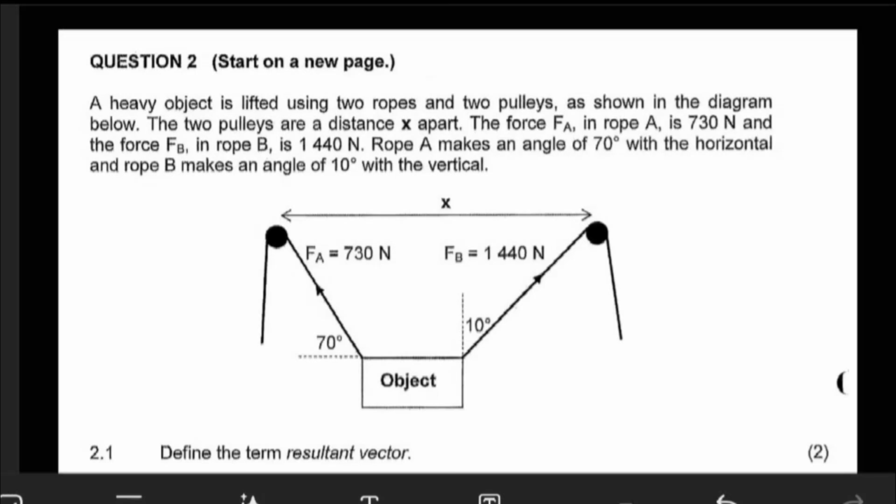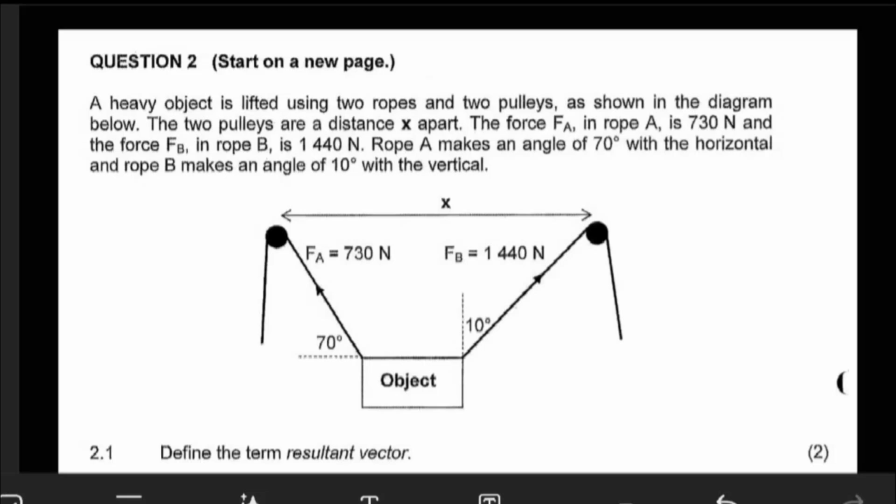Here we have question 2 that says a heavy object is lifted using 2 ropes and 2 pulleys, as shown in the diagram below. The 2 pulleys are at distance x apart. The force Fa in rope A is 730 newtons, and the force Fb in rope B is 1440 newtons. Rope A makes an angle of 70 degrees with the horizontal, and rope B makes an angle of 10 degrees with the vertical. So this is the system that we're working with.